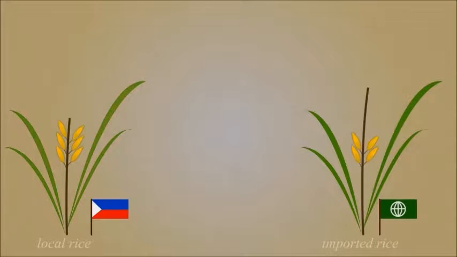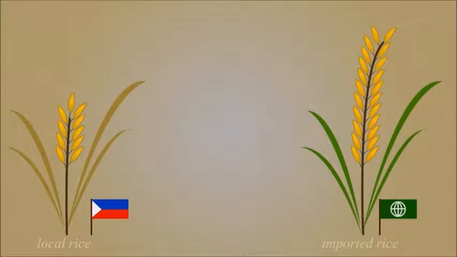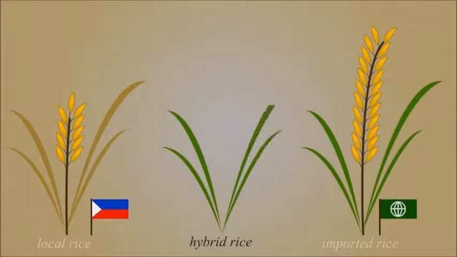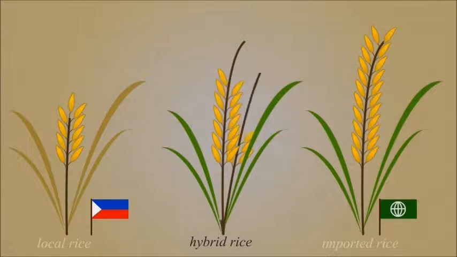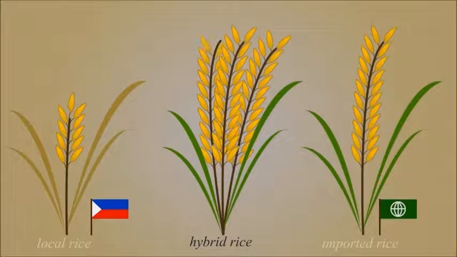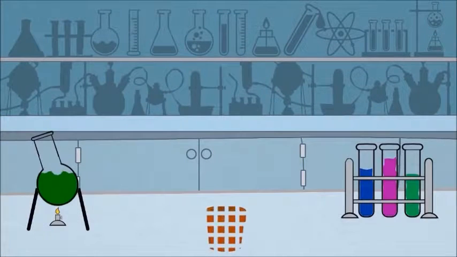By manipulating these building blocks in another way, we can copy traits of an imported rice that has high threshold in water, then combine it with the local rice so that it can survive in the country. Biotechnology has a lot of advantages in many areas.